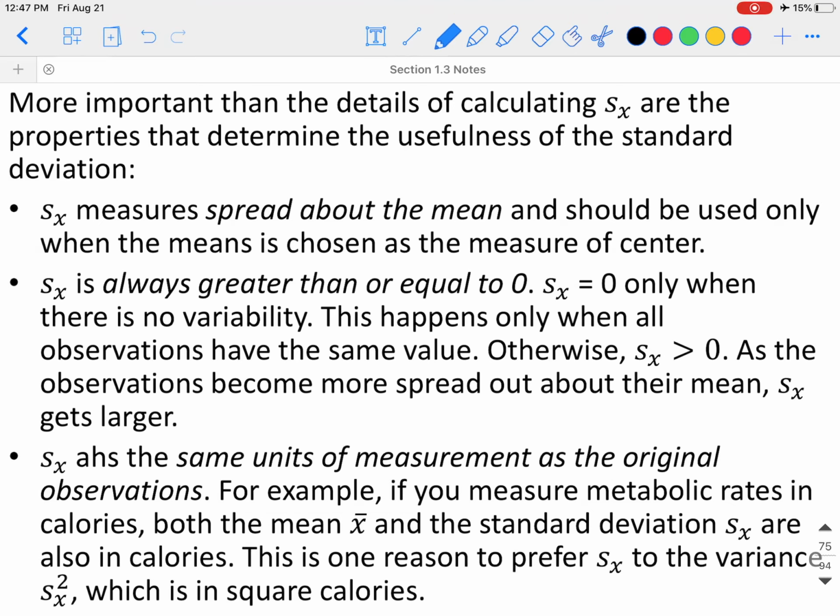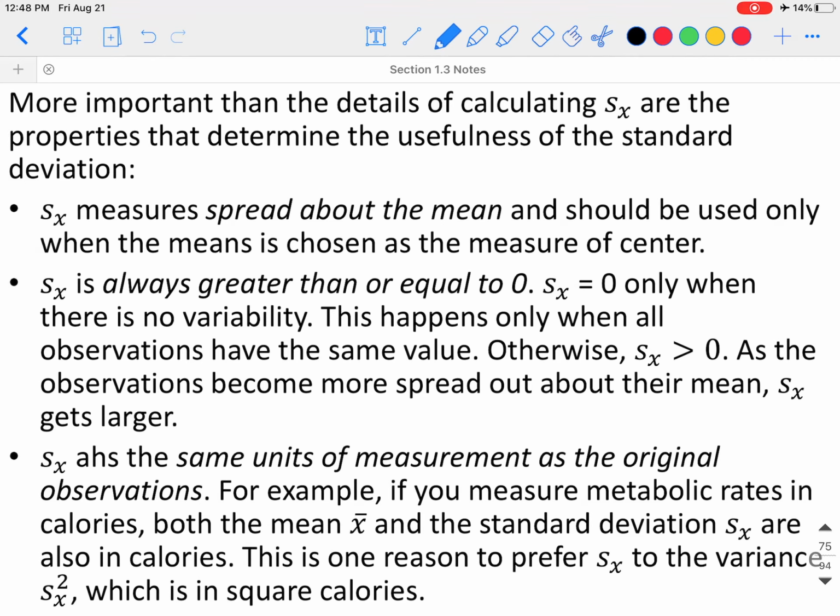Standard deviation is always greater than or equal to 0. A standard deviation of 0 only occurs if there is no variability. So this means that every single value in the data set would have to be exactly the same. Otherwise, your standard deviation will always be greater than 0. It has to be a positive number because it is a square root of a value, and you cannot get a negative answer when taking the square root of a real rational number.